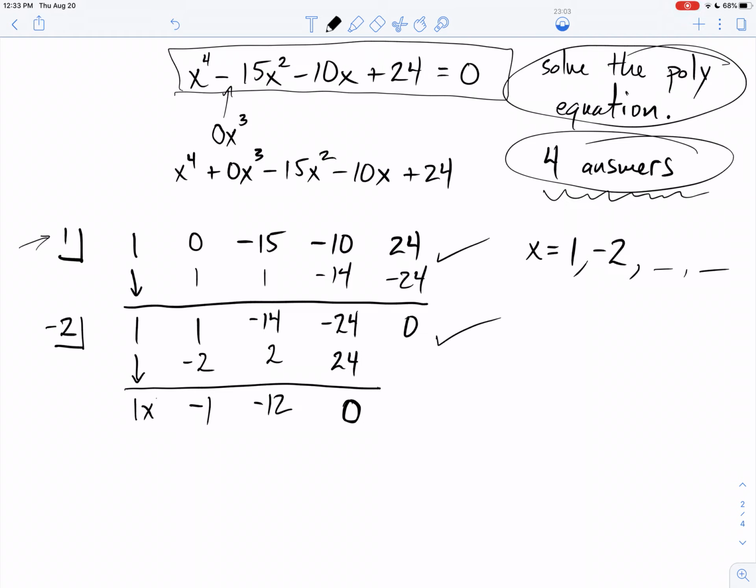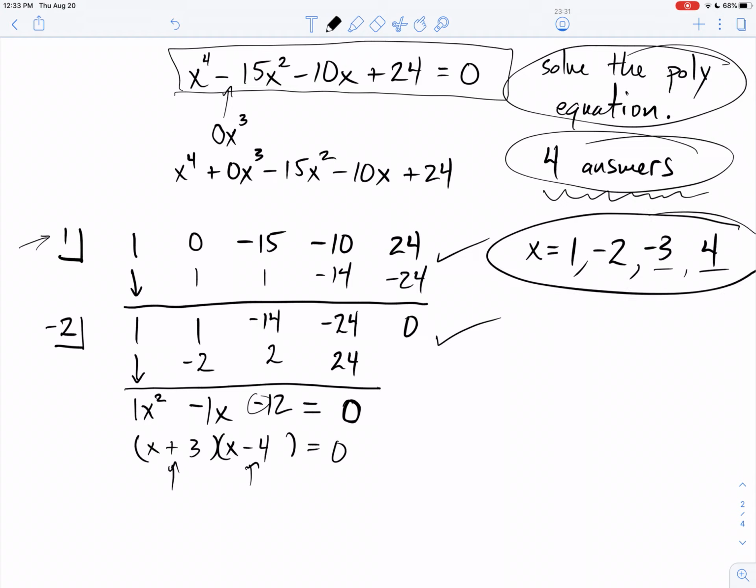So here's what I say always. Once you get this thing down to 2nd power, you own it. Because now I'm just going to take this and say x times x. That'll give me x squared. Ends in a minus, that means opposite signs. I'm going to go 3 times 4. That's negative 3, that's 4. Here's my other 2 answers. Cha-ching. Winner. I solved it.